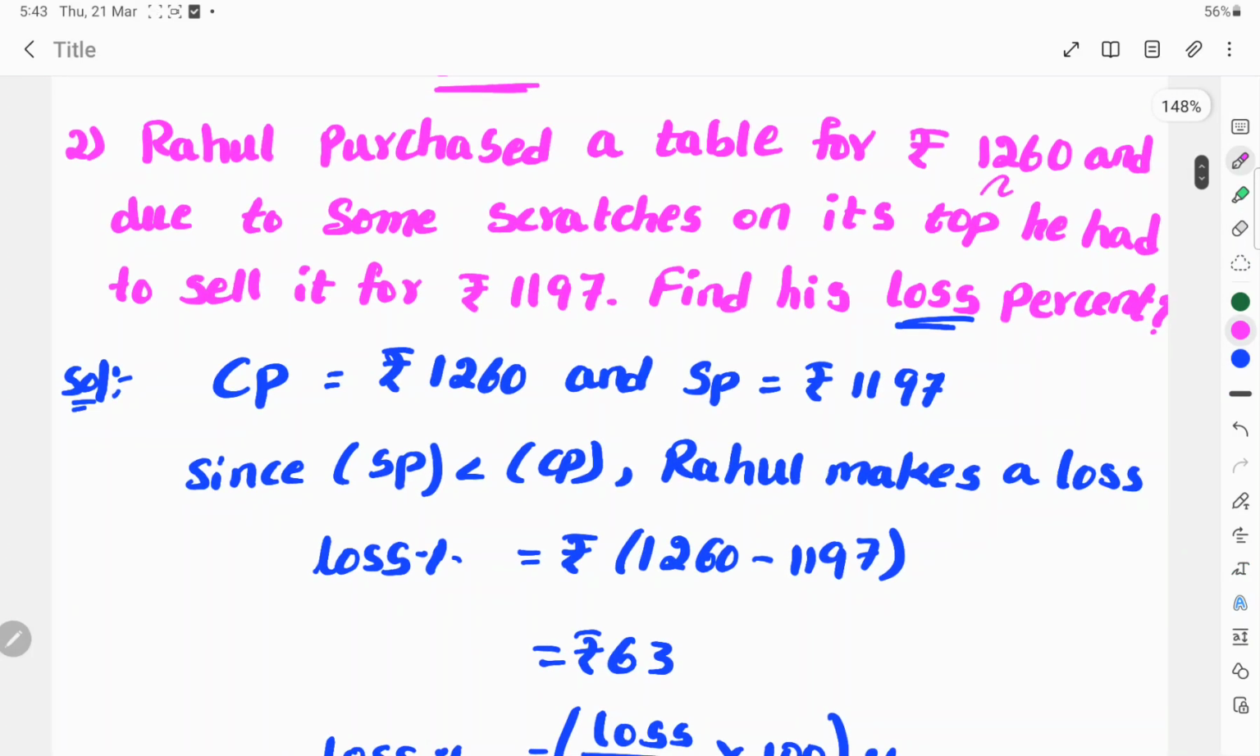Cost price is equal to 1260 and selling price is equal to 1197 rupees. Since the selling price is less than the cost price, Rahul makes a loss. So for the loss percent, first you find the loss. That is 1260 minus 1197.